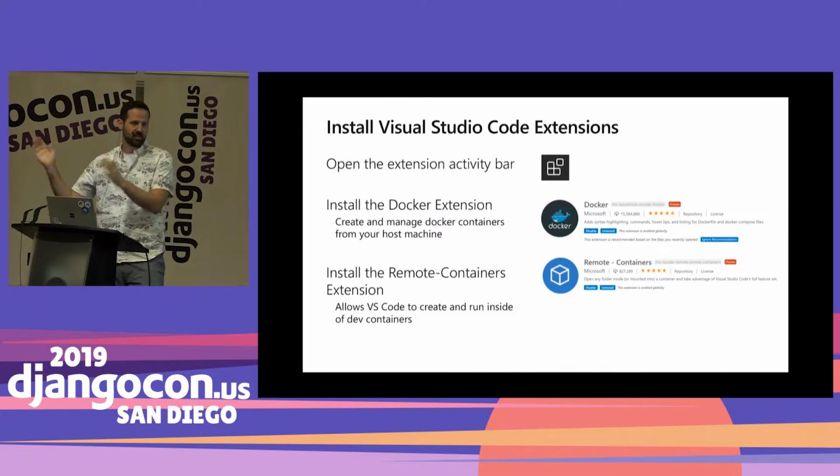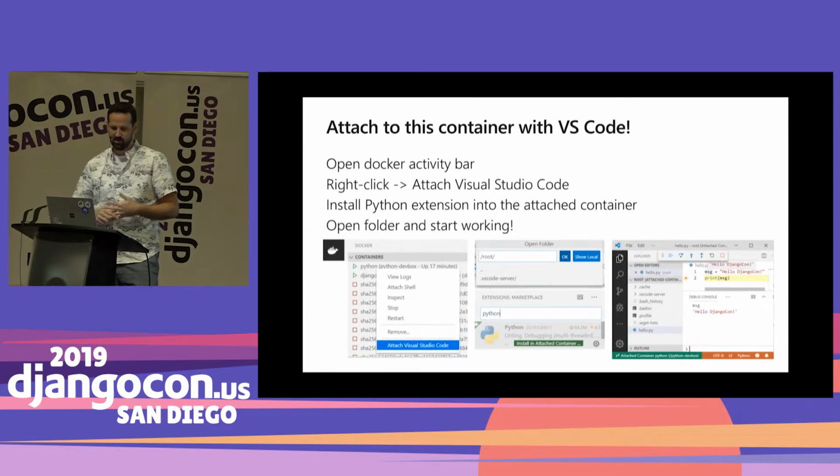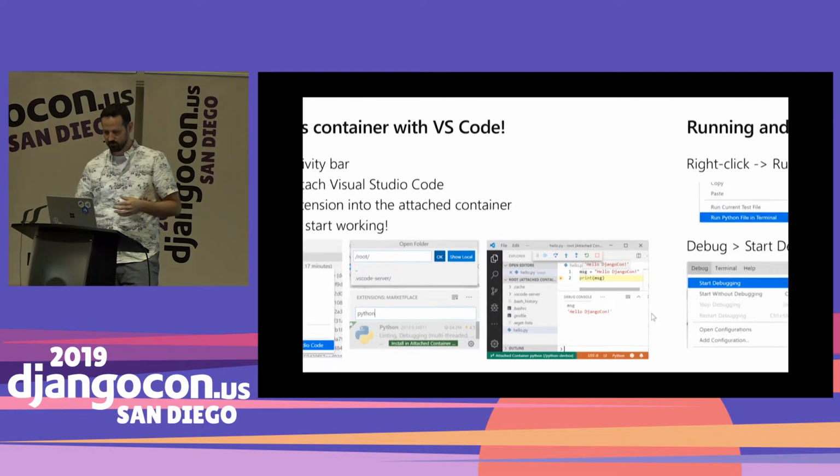I've got a bunch of slides here that are more for reading offline, so I'll go through them fairly quickly. But just a quick recap: we installed the Docker and Remote Containers extensions, and then we right-clicked from the Docker tab and attached to the container that we had. We installed the Python extension into the container, and then we opened a folder and did some debugging.